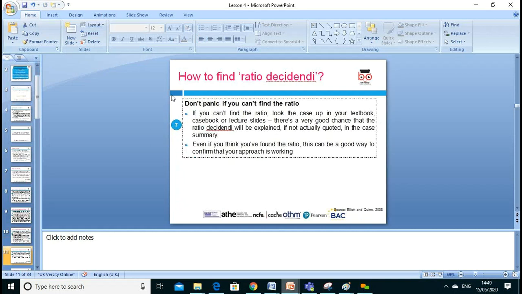Don't panic if you can't find the ratio. If you can't find the ratio, look at the case in your textbook and the case lectures. Of course, we can look around at all the different sources and then we can find some ratios between them. We will go through some case laws in the next lesson.